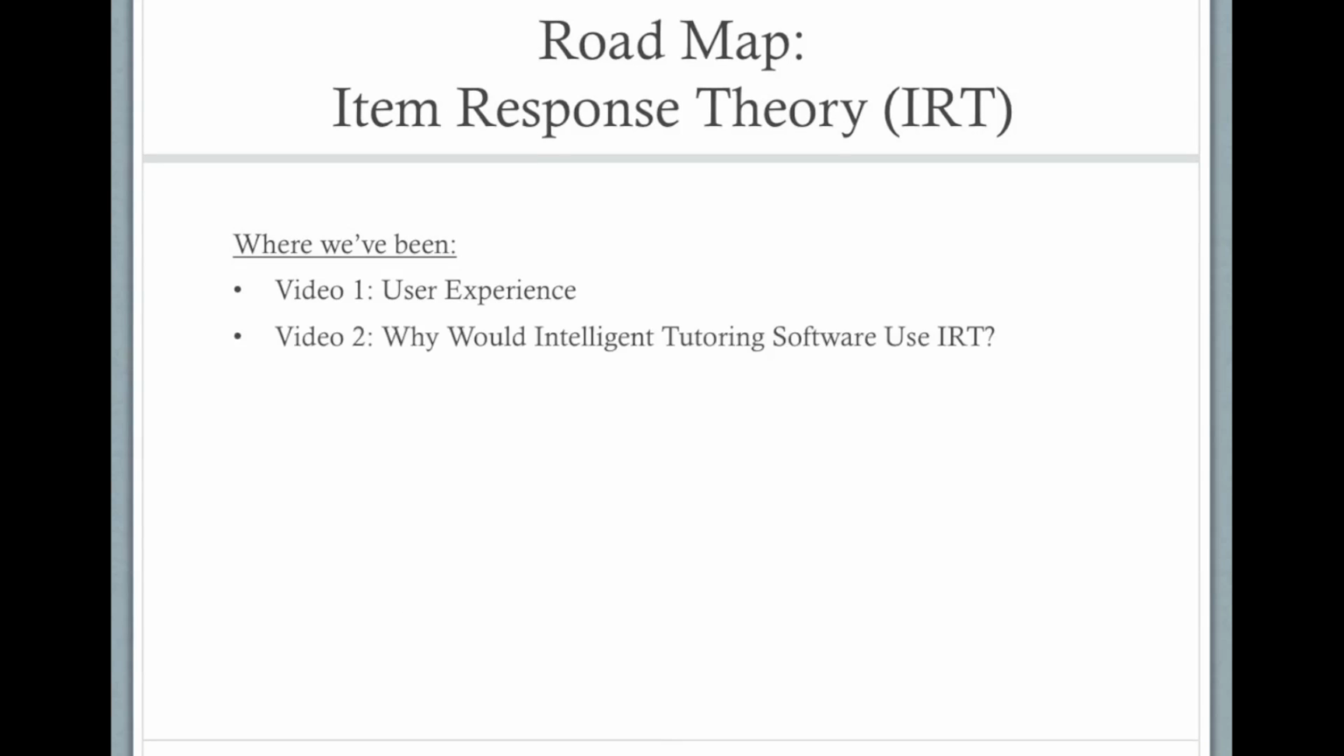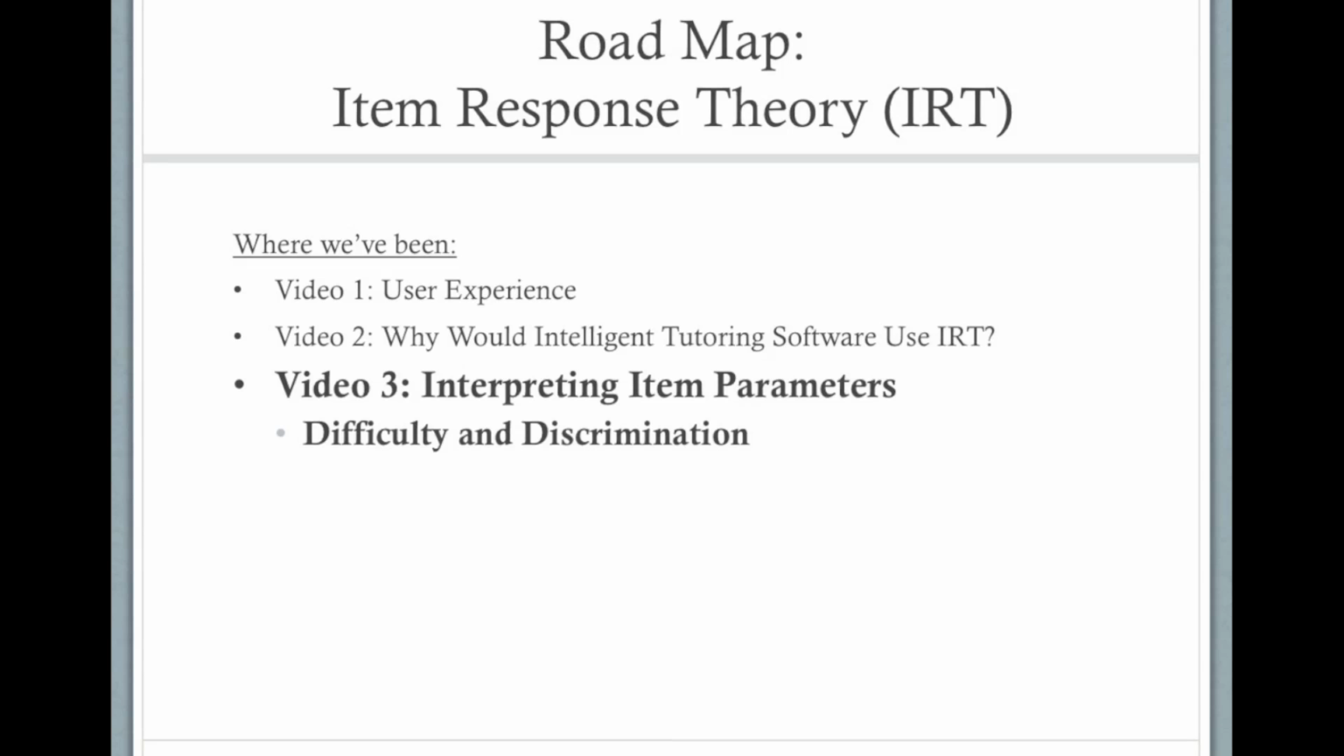All right, let's go back to the roadmap to see where we've been. We started off with the user experience on Khan Academy. Then we moved on to answering the question, why would intelligent tutoring software use IRT? In this video, we looked at interpreting item parameters, difficulty and discrimination. And in the last video, we're going to look at item parameters in action, how we take these items and build a test.